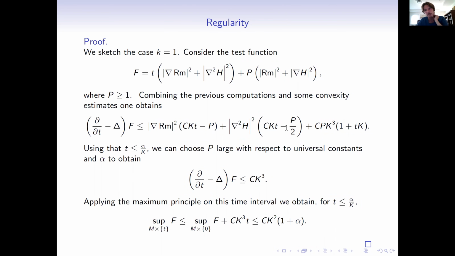And of course, the key point is that the supremum of f at time 0 doesn't see this term. At time 0, f is just bounded basically by the bound on curvature. I guess I could write a p there, but the p is chosen universally, so it's just some universal constant. And then that's it. The supremum of f at time t is bounded above by this constant c k squared times 1 plus alpha, and you just rearrange what that means, and it's exactly the case k equals 1 of the inequality we want. You have to take the square root at the end.